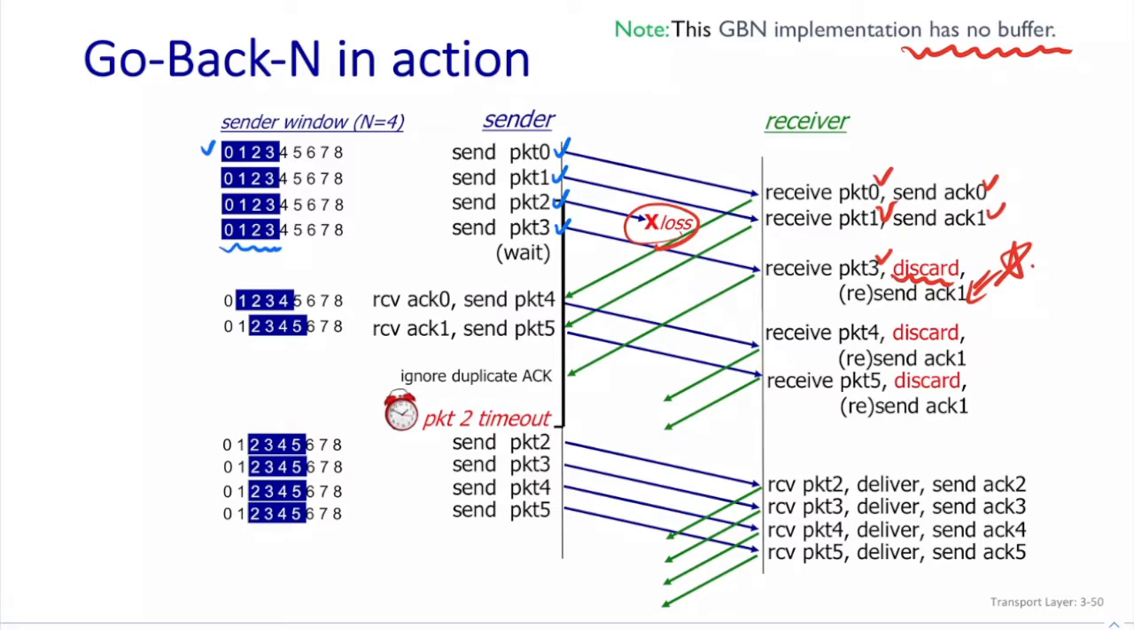So even if ACK 0 goes back to the sender, we can move our window, right? When we move our window, we can further send packet 4. And again, we receive ACK number 1, so we move our window again and send the next packets, number 4 and number 5.